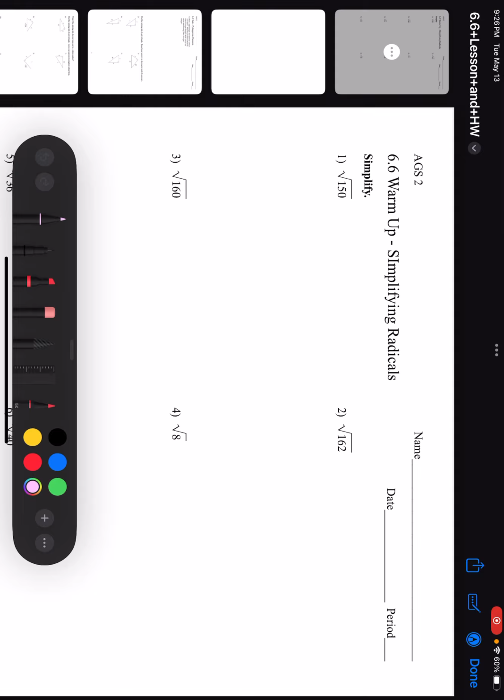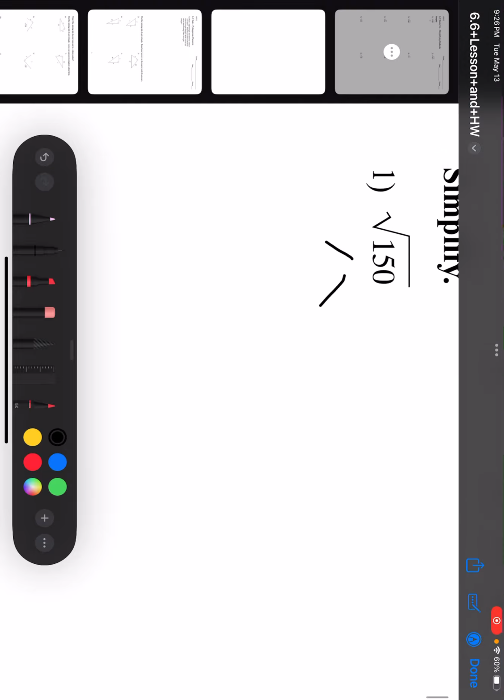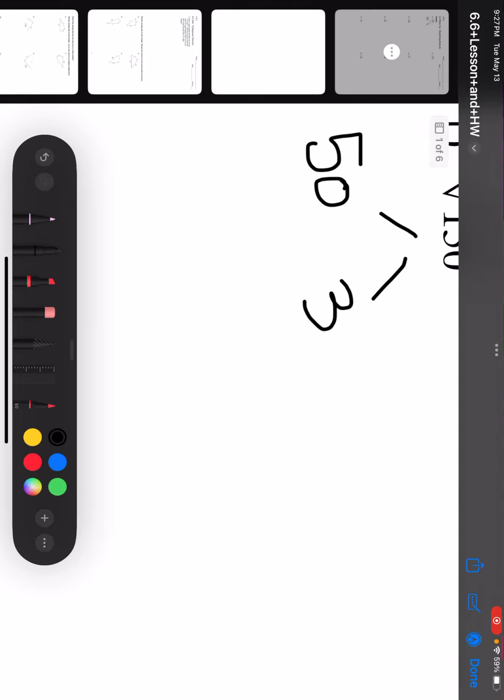So on today's tutorial, we're going to be simplifying radicals. It sounds really confusing, but it's not. Basically, what we're going to do is make a tree. You're going to figure out what you can multiply to get to 50. So what I was thinking is, let's do 50 times 3. 50 times 3 is 150, whatever, right?